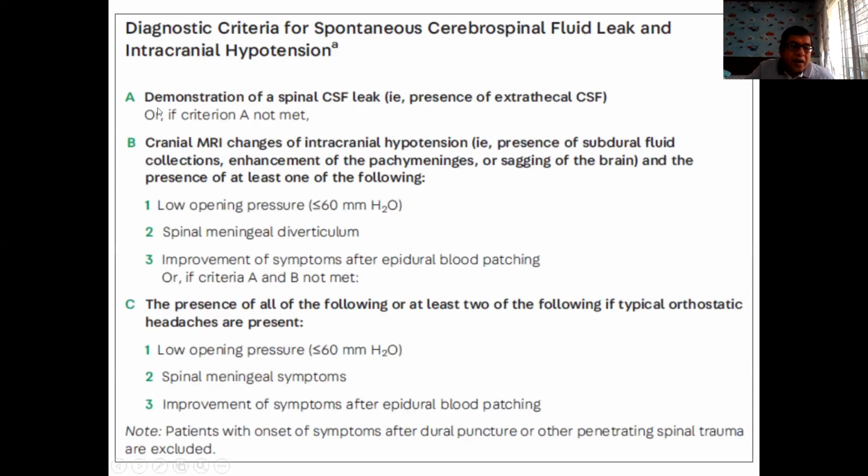And then there are diagnostic criteria, where the most important criterion is finding the leak. If you have a leak, then the diagnosis is done. You don't have to do any other test. If there is no leak, then one has to look at the cranial MRI changes. Then one has to measure the opening pressure, which we usually won't do, and then see if there is improvement with the epidural blood patch or if there are diverticula in these patients.